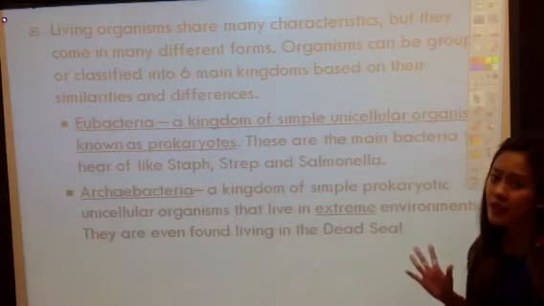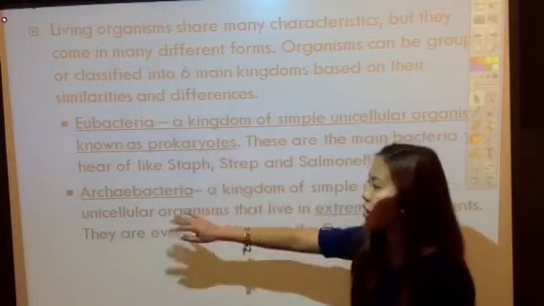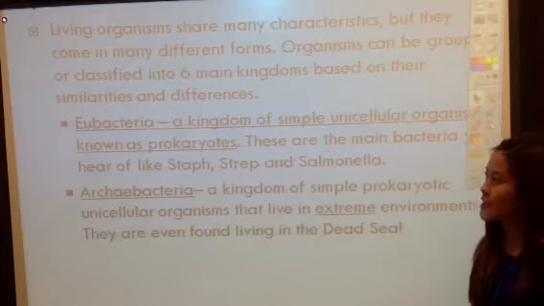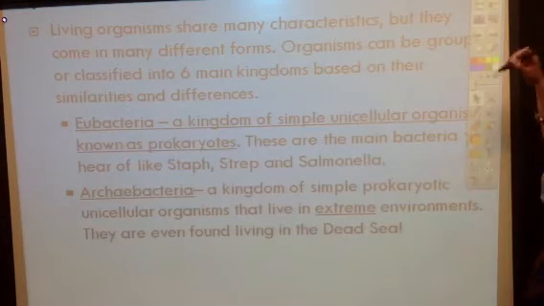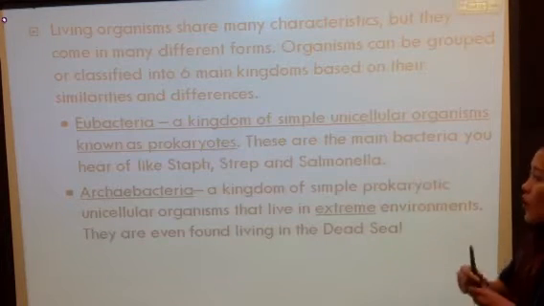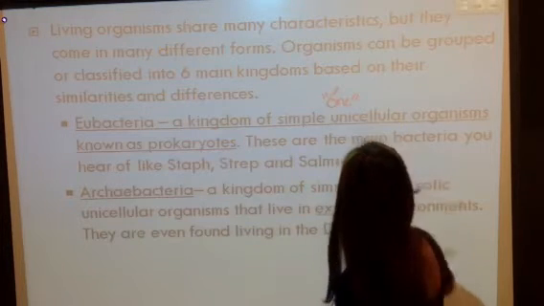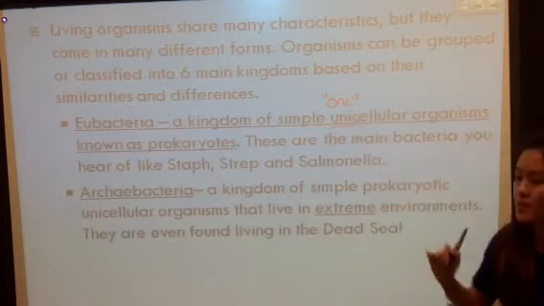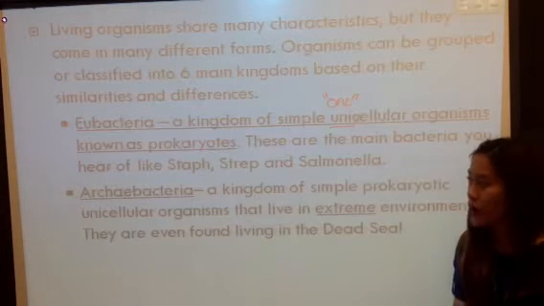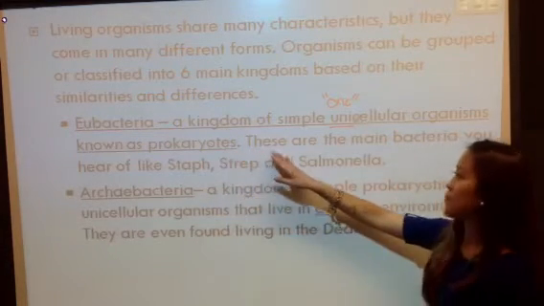So the first 2 kingdoms that we have are the bacteria kingdoms. We have eubacteria and archaebacteria. For eubacteria, it's a kingdom of simple, unicellular, one cell. Uni means one. Organisms known as prokaryotes. And a lot of us have probably heard of that term before. A prokaryote is a simple-celled organism.